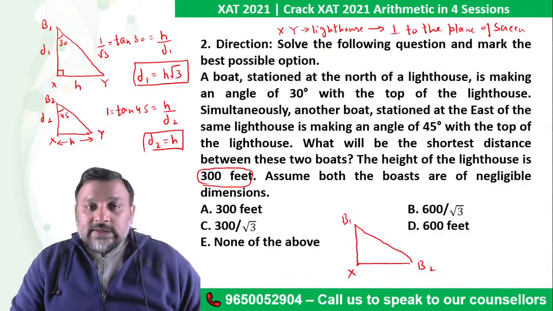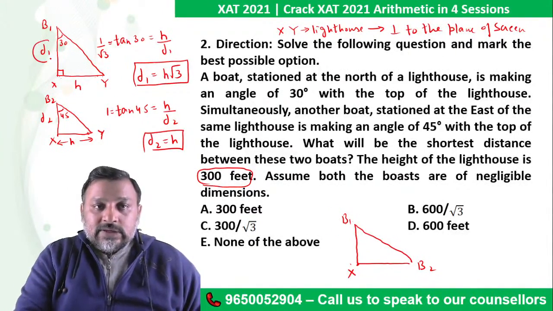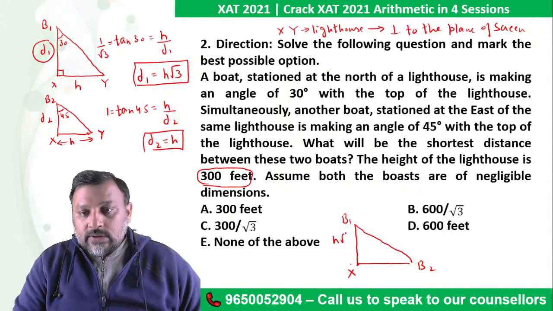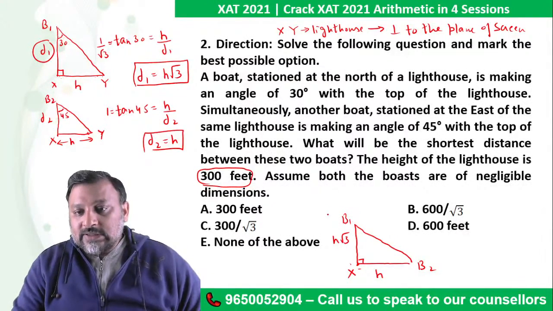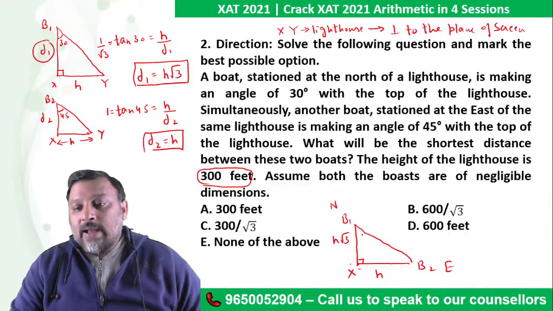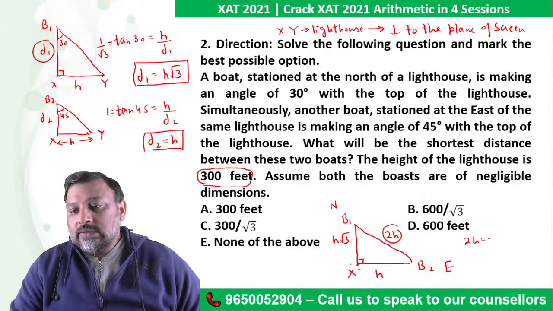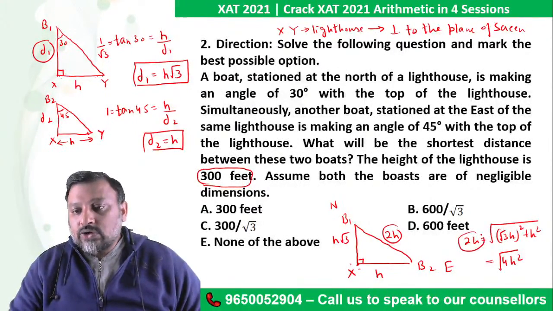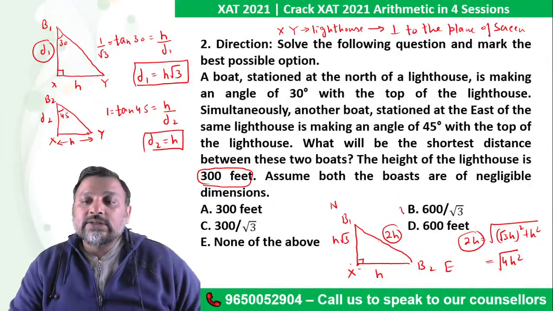So we know this distance B1X, that means this distance we know, this is h root 3. This also we know, it is h. So by Pythagoras, since this is north and this is east, so this angle must be 90 degrees. So by applying Pythagoras, I will get the value of this as 2h. That is, it should be square of this plus square of this. 3h square plus h square is 4h square. So I'll get this as 2h. So if h is 300, 2h is 600.